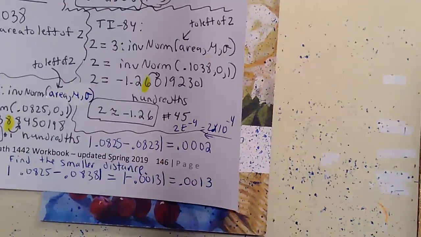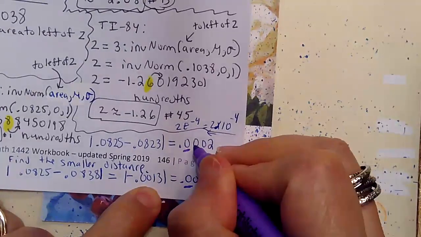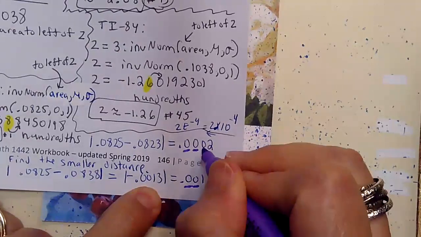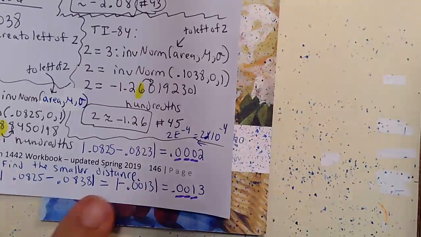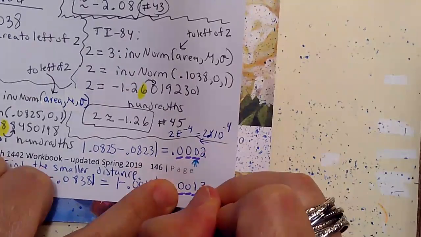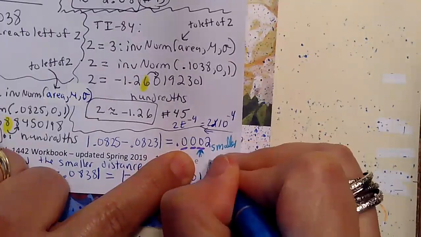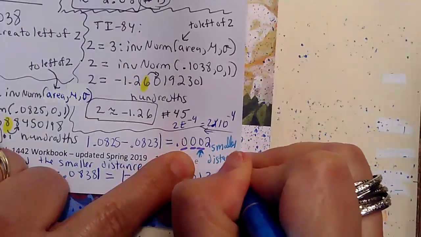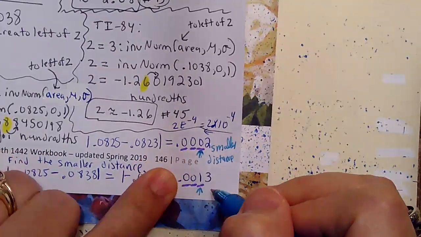Okay, now when I compare the place values, the tenths place are the same. Hundreds are the same. Thousands, okay, they beg to differ. So this one is a 0, where this one is a 1. This one is smaller. This is the smaller distance. 0 is smaller than 1.